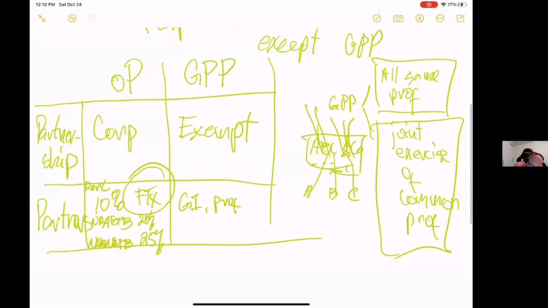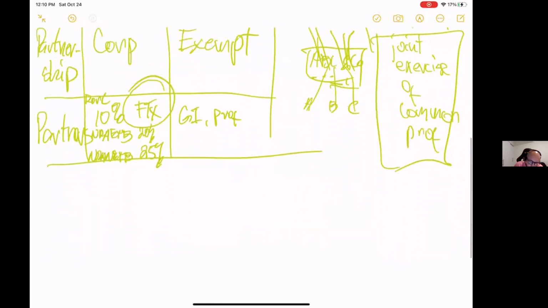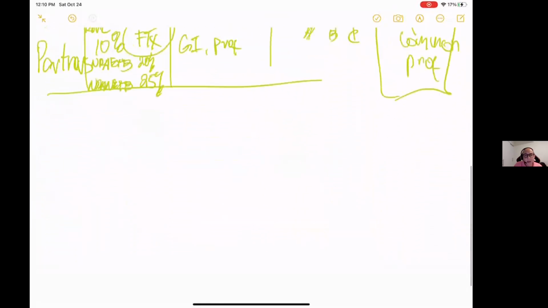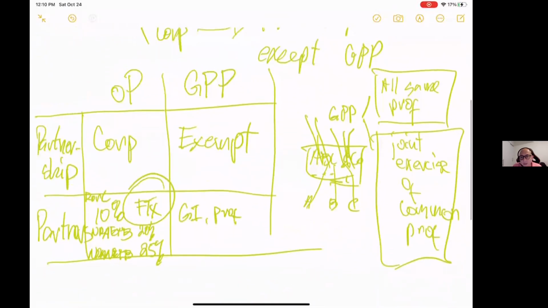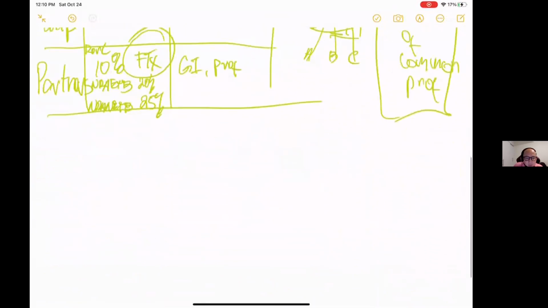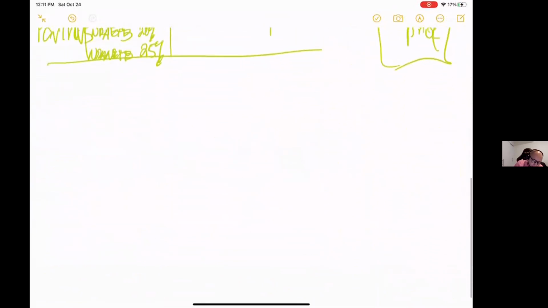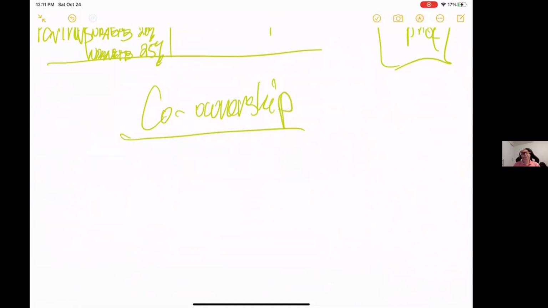Now, having said that, let us now proceed. And by the way, that concludes our discussion on income taxation of partnership. We now proceed to co-ownership. Income taxation of co-ownership. So when is there a co-ownership?